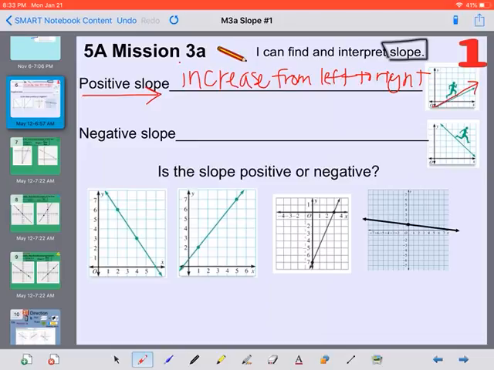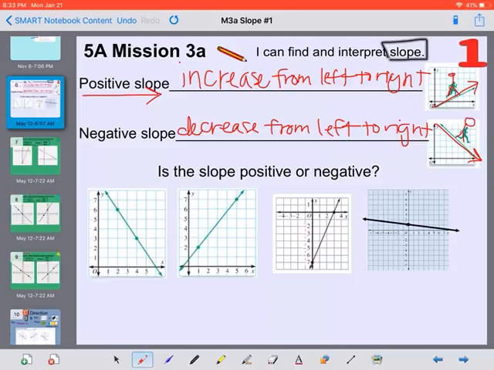Negative slopes are just the opposite. They decrease or go down from left to right. So these ones go down as we read across the page. So this is our little man walking downhill. Here's our person walking uphill.